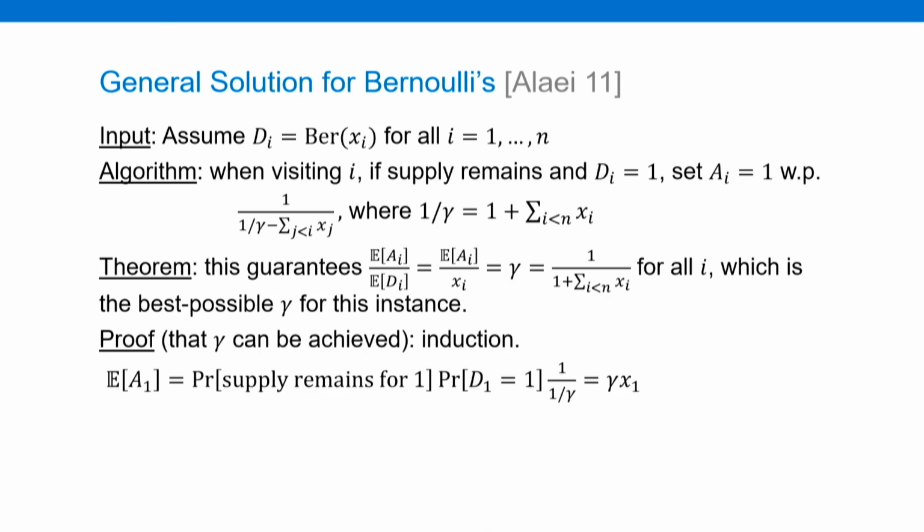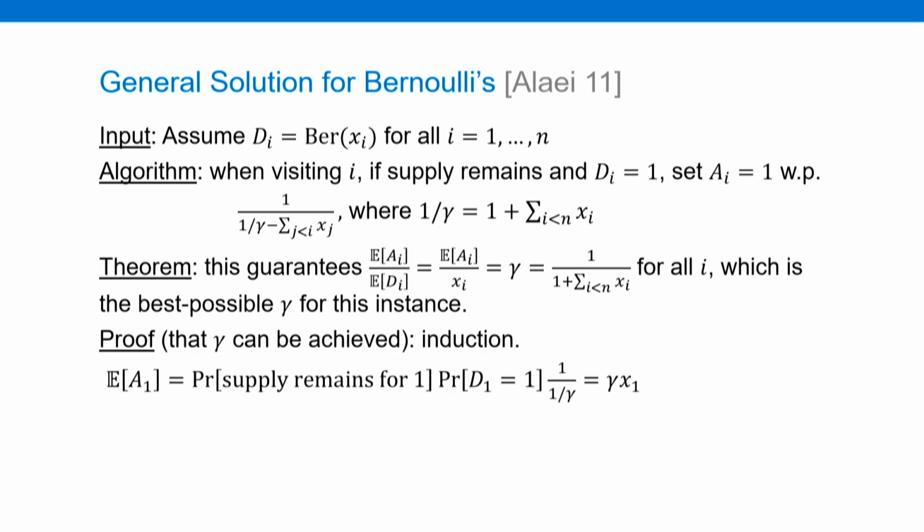So the probability that agent 1 gets allocated, in other words the expectation of A1, is simply, I need 3 things to happen. I need the supply to still be there, I need their demand to be 1, and I need this additional factor to be 1. So this term is 1, this term is x1, and this term is gamma by construction, because this subtraction is 0.